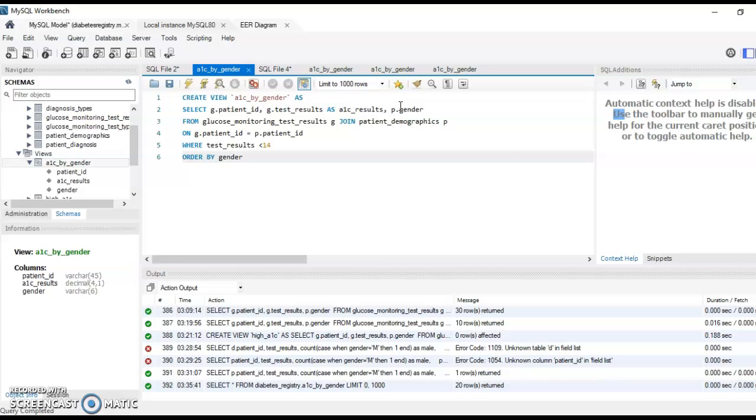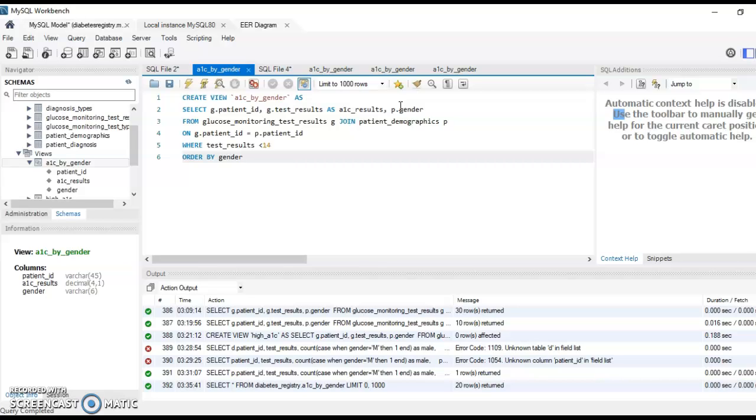And then I had to join the tables, the patient demographics table, which had the gender information, and the glucose monitoring test results, which had the results. And on the on clause, the patient ID from the test results table equals the patient ID from the patient demographics table.